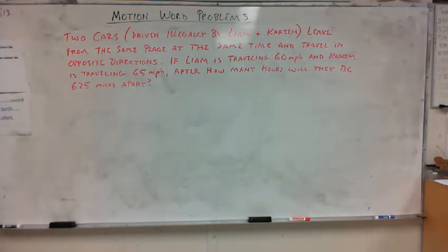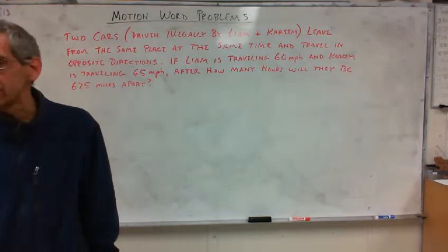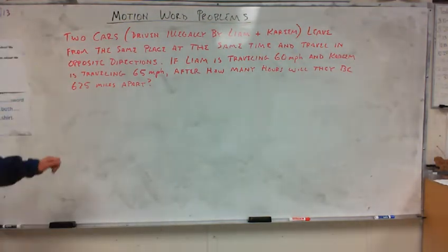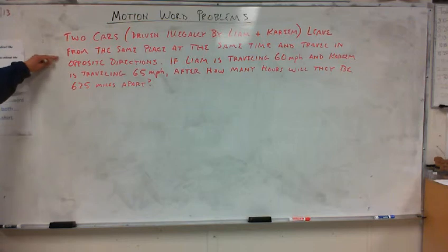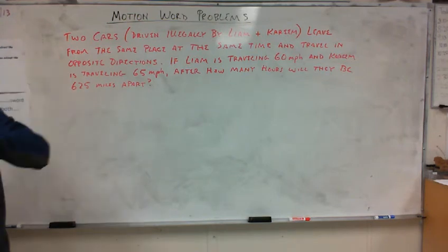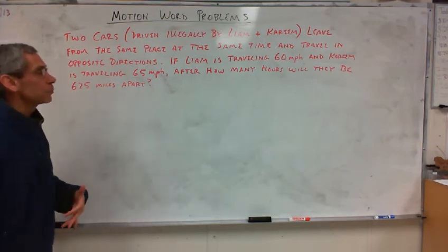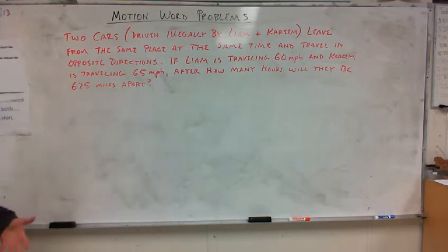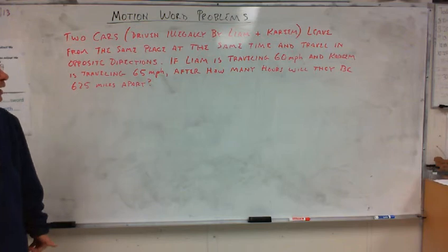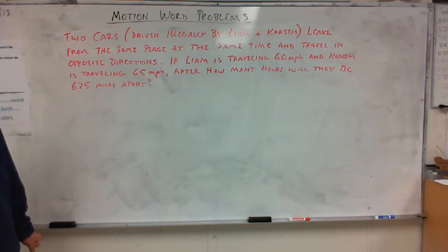So let's read it again. Two cars driven illegally by Liam and Kareem. By the way, I'm really disappointed in you guys. All right, you leave from the same place at the same time and you travel in opposite directions. If Liam is traveling 60 miles per hour and Kareem is traveling 65 miles per hour, after how many hours will they be 625 miles apart?